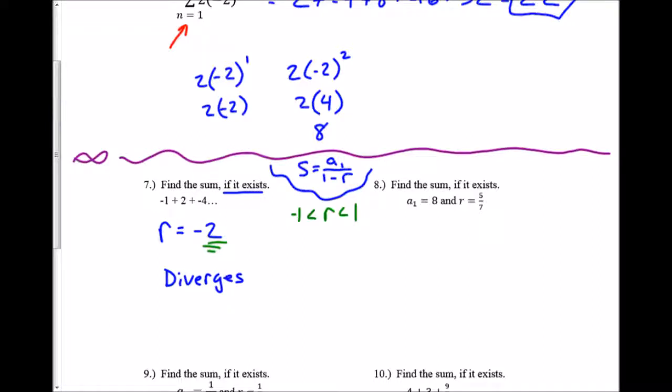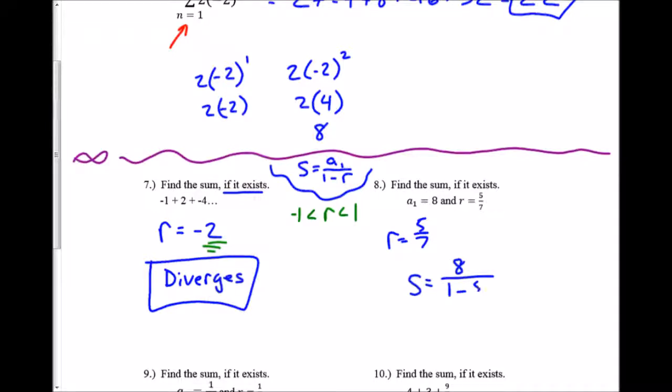Okay? If I look at the next one, this time I have an R value of 5 over 7, and that does fall in the acceptable range. That is between -1 and +1, which means this infinite geometric series will have a sum. So I say S equals A sub 1, which is the 8, over 1 minus R, which is this guy. And now I just have to simplify this. That's 8 over. 1 is like a 7 over 7, so when I subtract, I get a 2/7. And now dividing by a fraction is the same as multiplying by the reciprocal. So it looks like that's going to give me a 28.